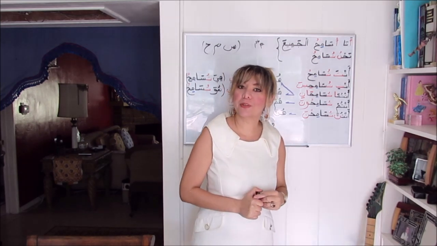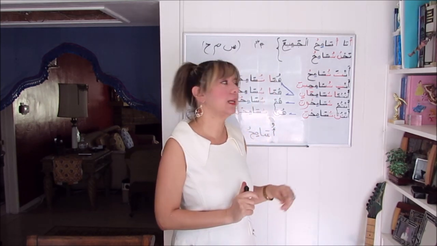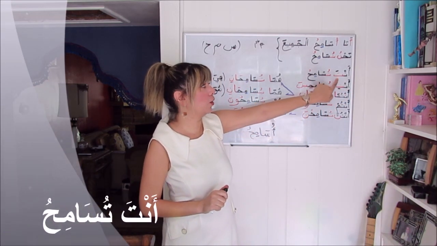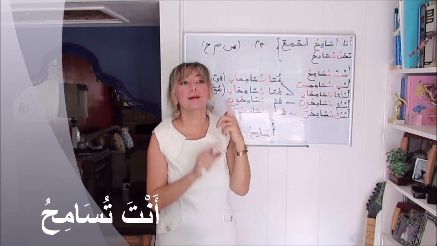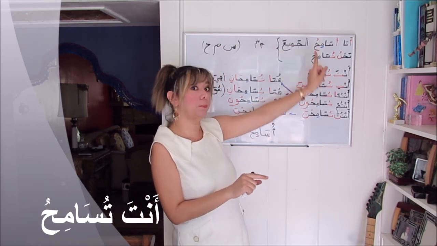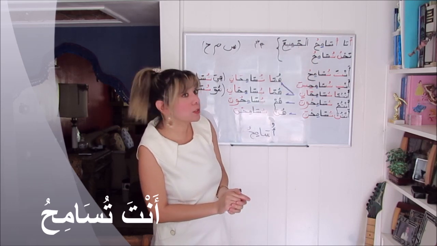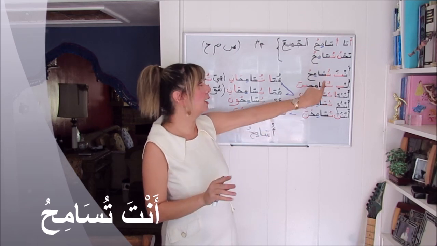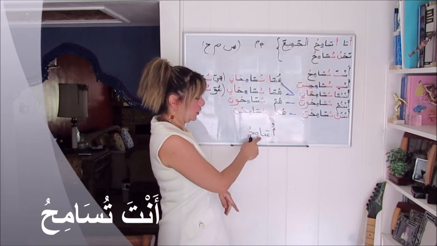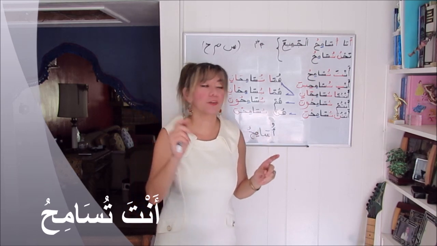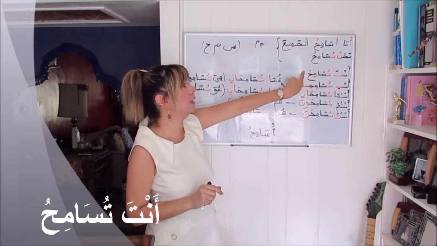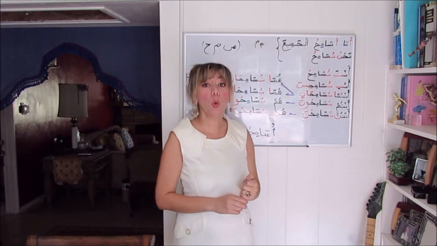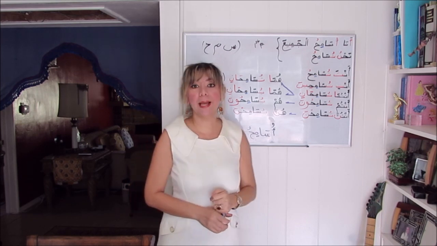أنت, second person, masculine, singular. We have the ta of أنت followed by a dhamma. So the dhamma repeats. That's what we've been seeing up until now. So tu, sa, mi, again, the kasra that follows the second radical, and the ending is a dhamma, hu, anta tusamihu. Alright? What about anti?